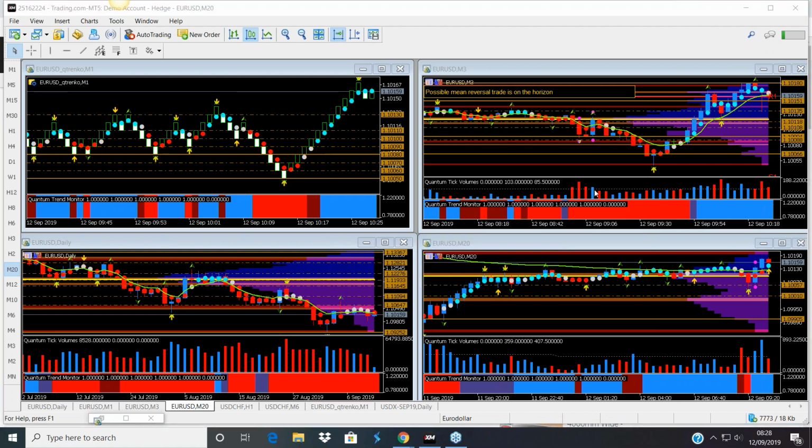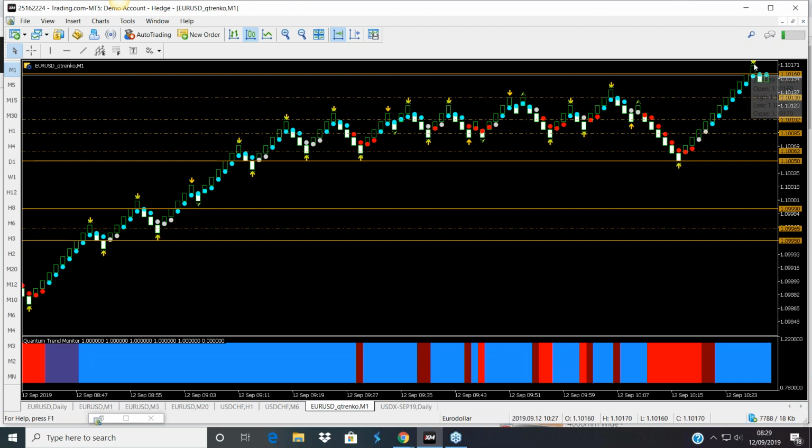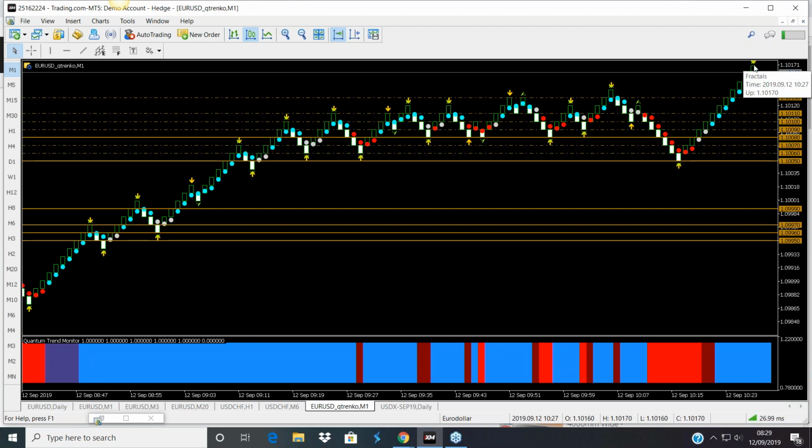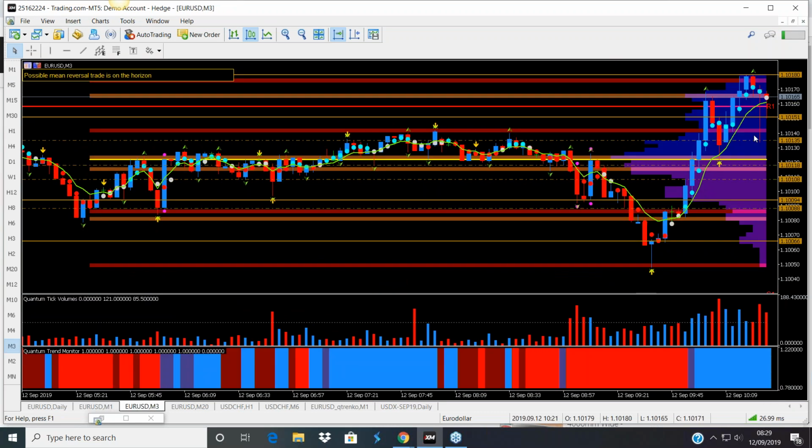Just to return to the euro dollar again, as we can see here, we've come to a little pause point. We can see here we've got a pivot that's been fired by the pivot indicator, telling us to expect a minor pullback. And what do we see on the chart here?